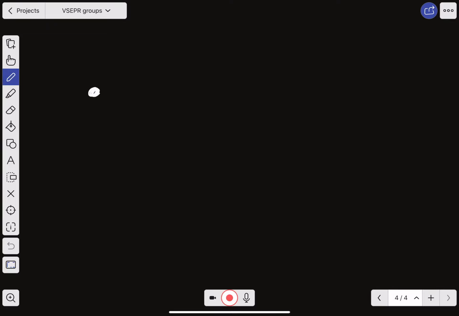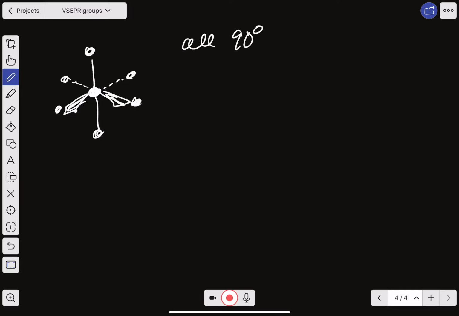So, I'm going to draw an octahedron here and then we've got to figure out which bonds are going to go away and be replaced by lone pairs. So here's my octahedron. All are at 90-degree angles. This is a very symmetric structure. So my goal is to get those lone pairs, LPs, away from each other.